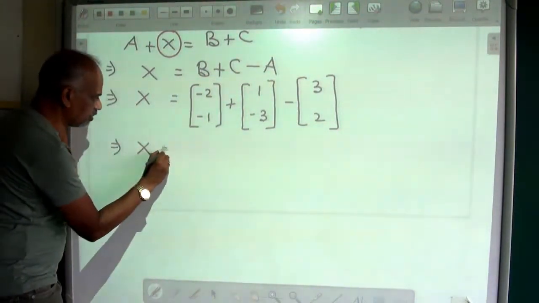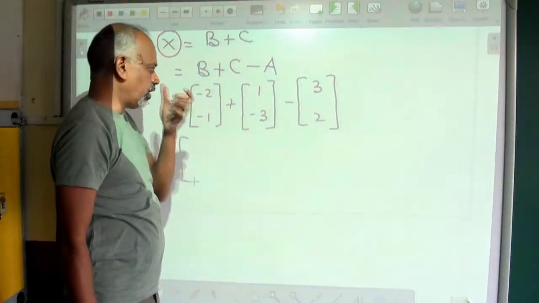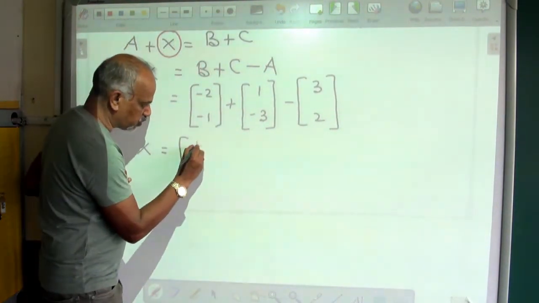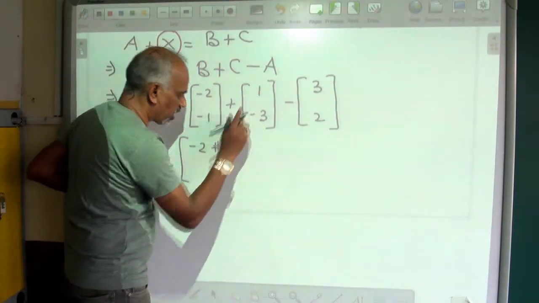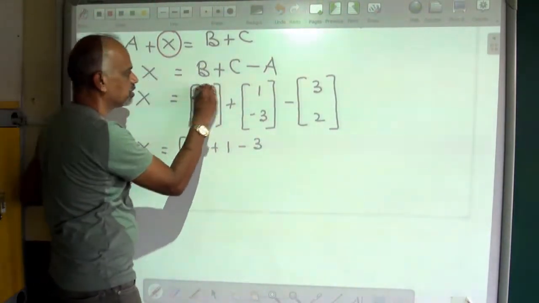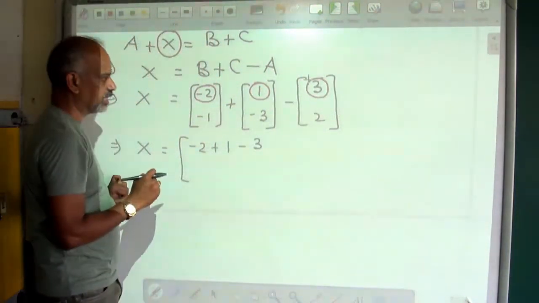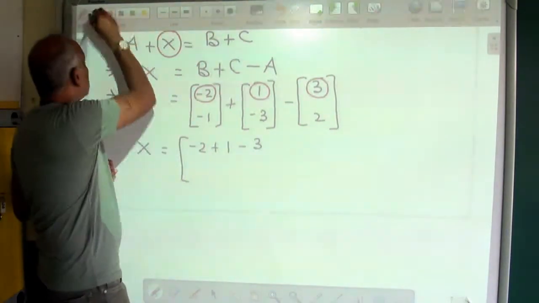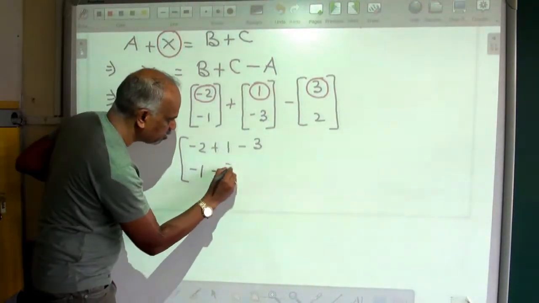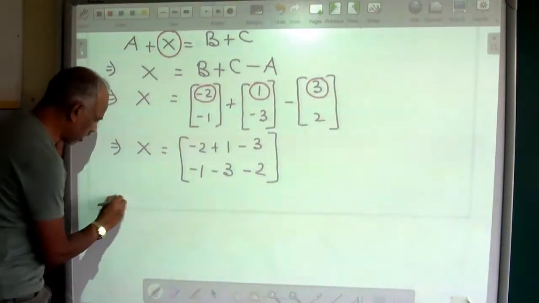So you get X is equal to, do everything together, that is the addition and the subtraction together. As I told you, when you add or subtract, you use each element separately. That is, first element is minus 2 plus 1 minus 3. I've used these, that one and that one. Minus 2 plus 1 minus 3. That's what I've written here. And secondly, minus 1 plus minus 3. Plus into minus is minus 3 minus 2. Simplify this, that will give you matrix X.